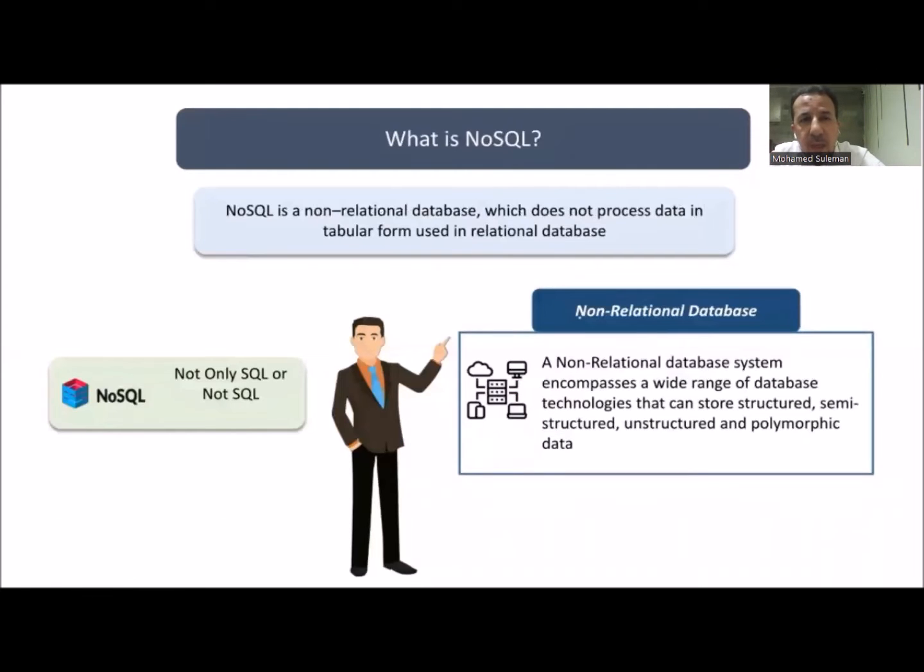Now, NoSQL. What's the meaning of NoSQL? NoSQL is a non-relational database which does not process data in the tabular form used in relational databases. A non-relational database system encompasses a wide range of database technologies that can store structured, semi-structured, unstructured, and polymorphic data.